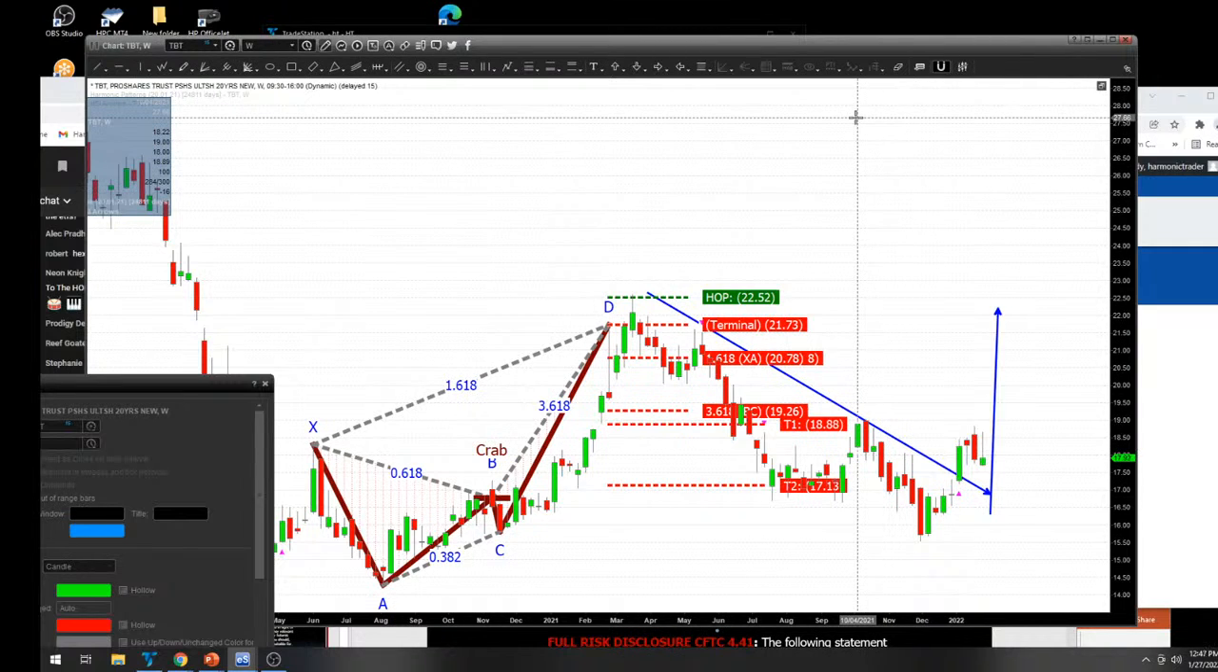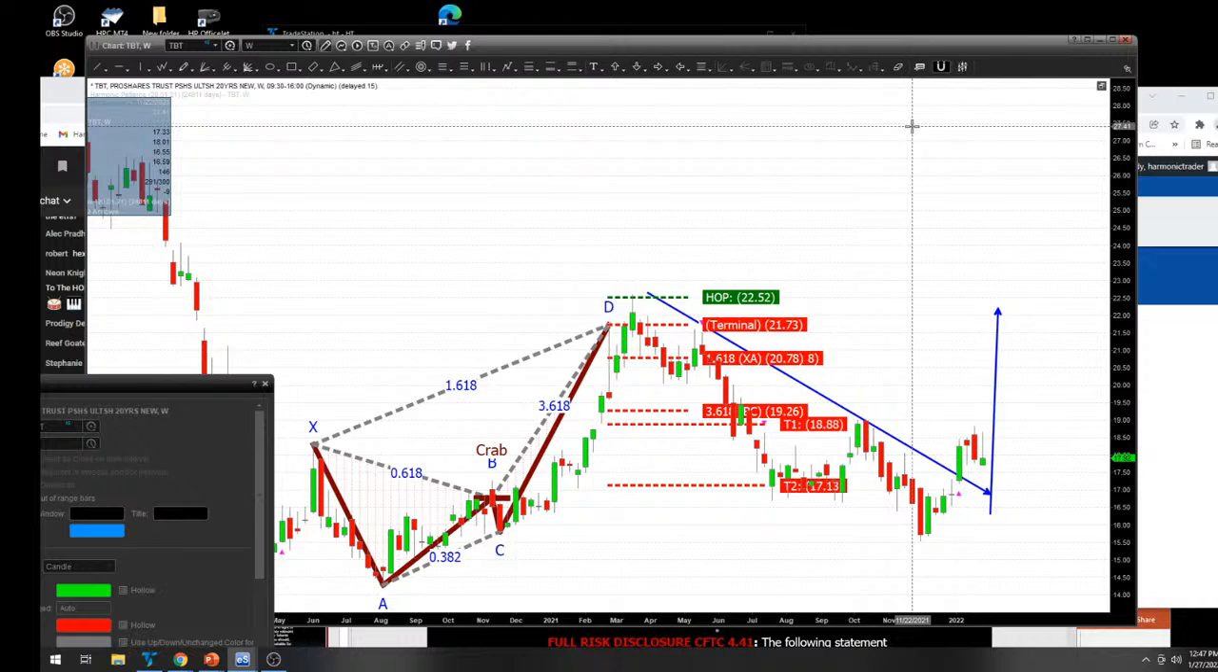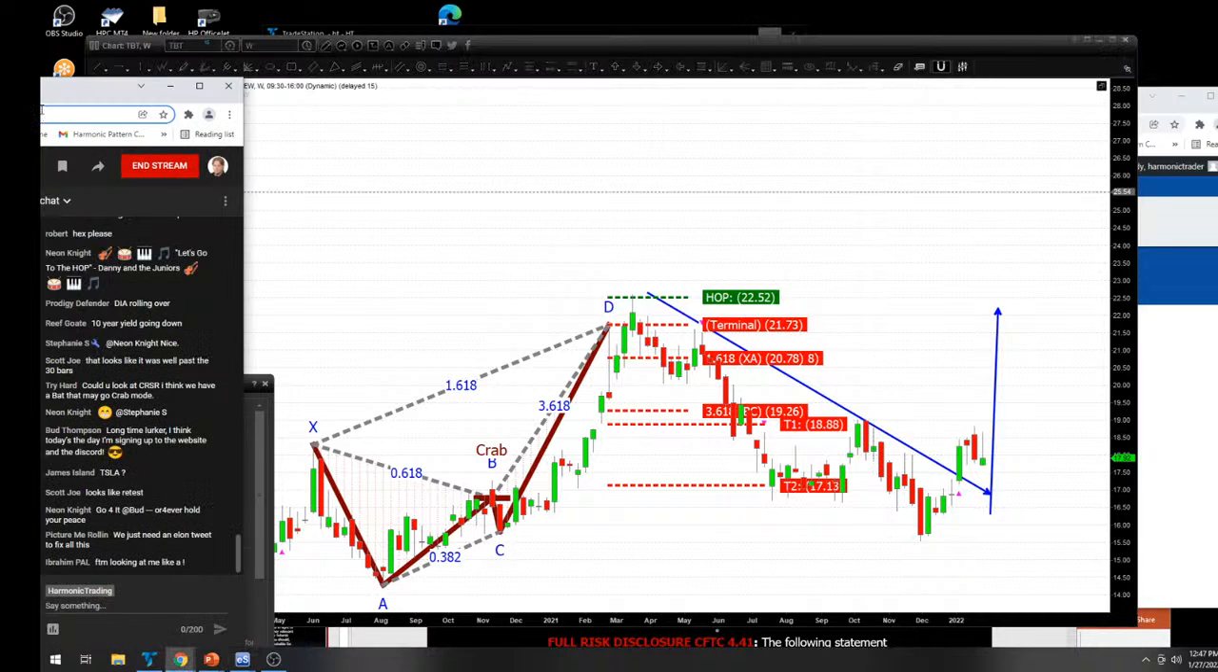Are these yields going to continue lower? Sorry, are the prices going to continue lower? Are the yields going to go higher, or are we going to at least come back and alleviate the immediate situation? We could have a retest.